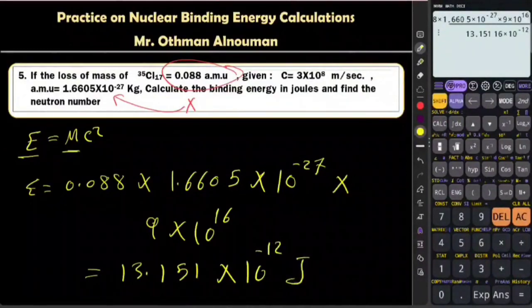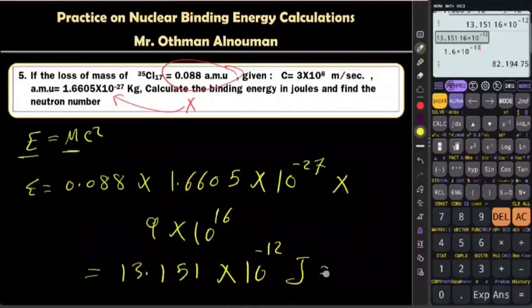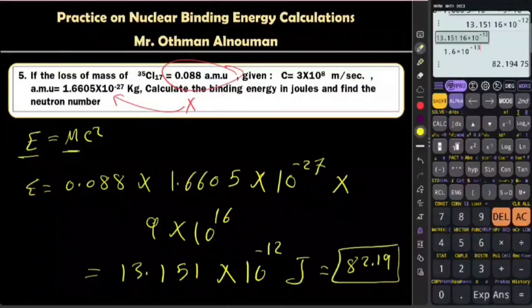This is joule. If we want to convert this to million electron volt, for example, if we want to find the average binding energy, how are we going to do it? We are going to hit in the calculator this number, answer, and divide it over 1.6 times 10 to the power of negative 13, and that is going to be 82.19 million electron volt. Now this number we are going to divide over the mass number, which is 35, to find the average binding energy.